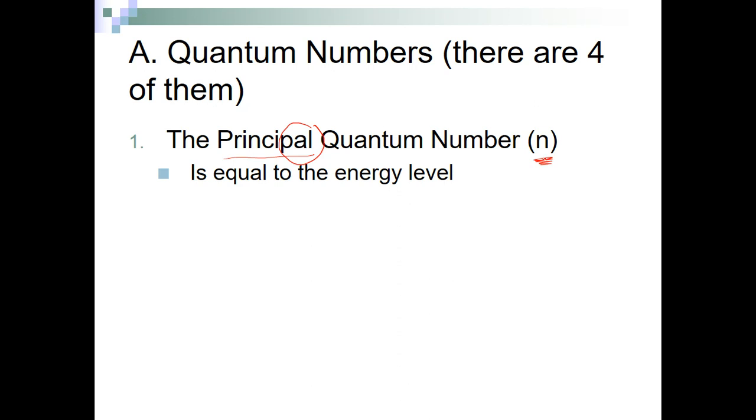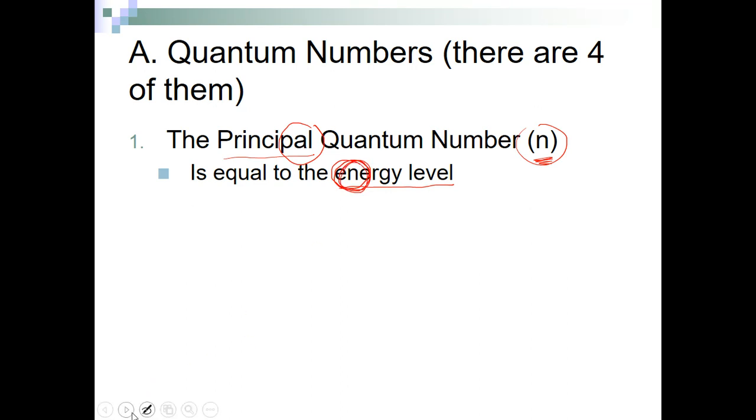Now N, the principal quantum number, is always equal to the energy level that you find your electron in. So I remember N is the symbol, and it tells us the energy level. N, focus on the N, energy level.